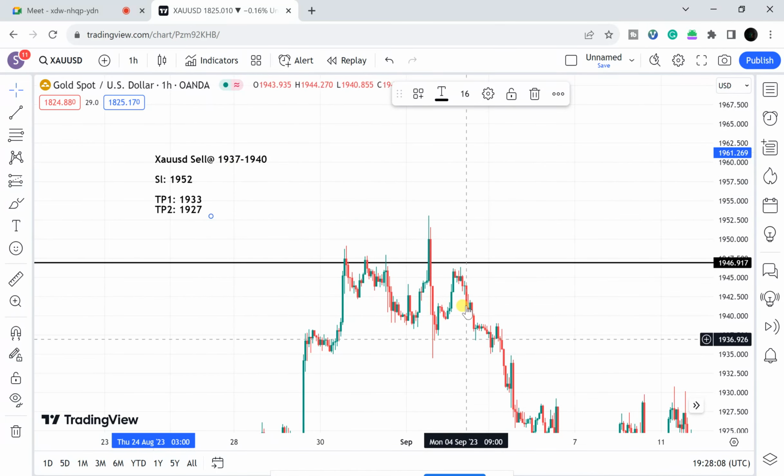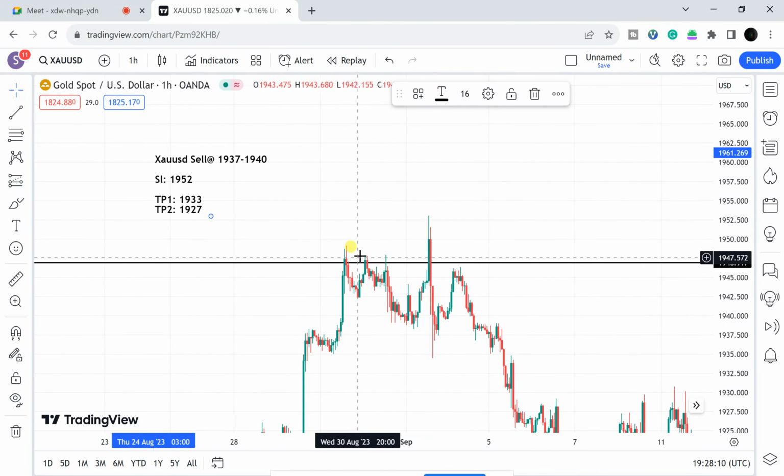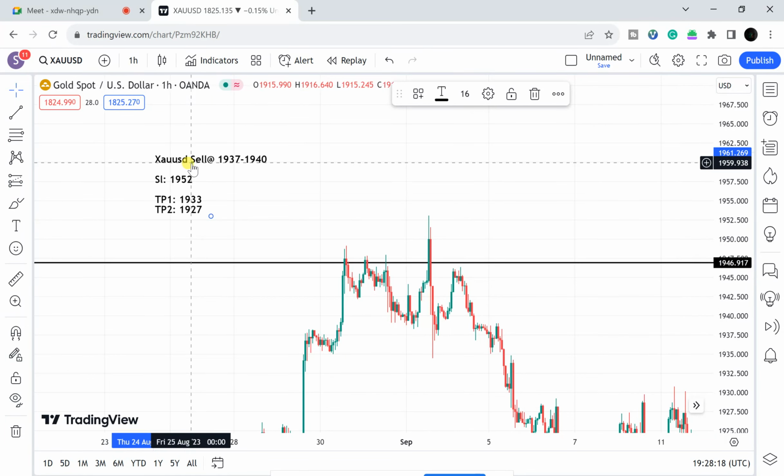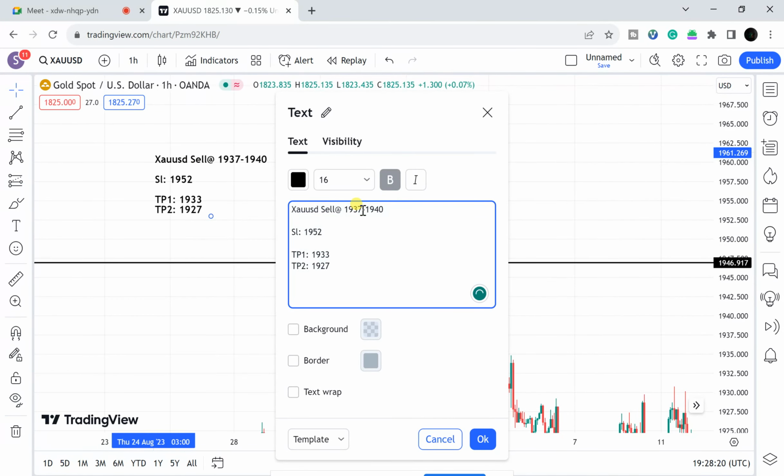So definitely I'm going to modify this to our current zone. We have 1946, so I'm going to change this to 1949. And our SL should be 51, right? Our SL should be 51.